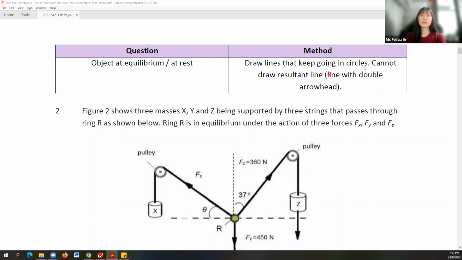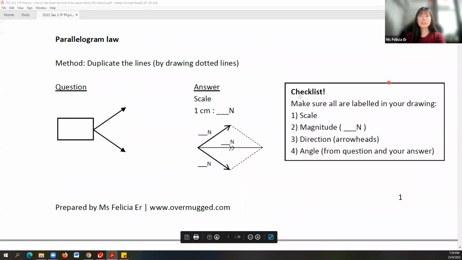Then take note that you cannot draw resultant line. So everyone, can you all check, did you draw a double arrowhead? If you draw double arrowhead, your answer is wrong. Then after you are done drawing, can you just go and refer to the checklist again? So this is the checklist. Can you check whether everything is in to make sure that you have the complete answer, so that you can get the full marks?